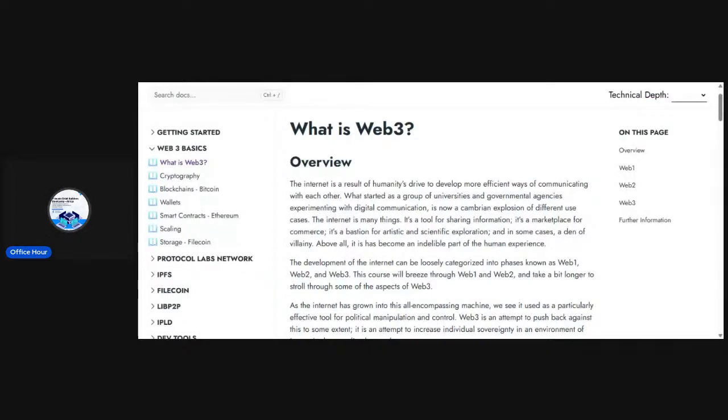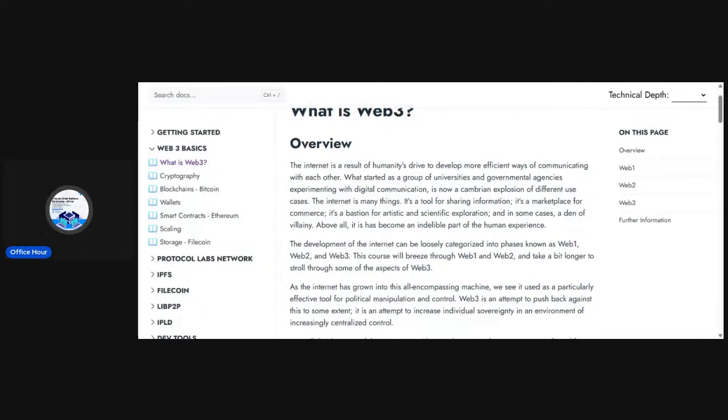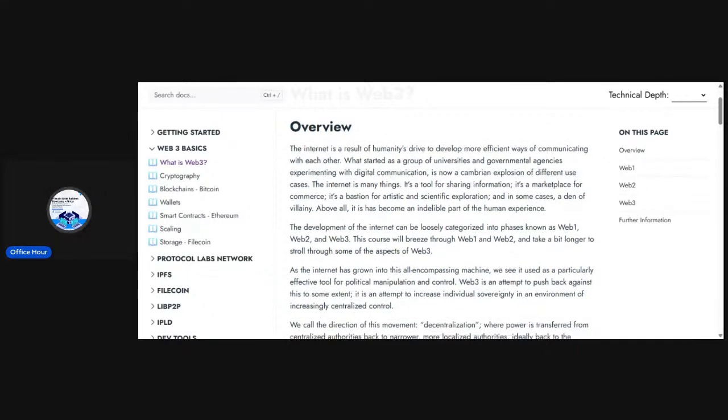This course will breeze through Web1 and Web2, and take a bit longer to stroll into the aspect of Web3. For the Web2 developers here, you could quickly digest this throughout today. Just take it in and digest it. When we're talking tomorrow, you're done with this. So I'll introduce you to another school tomorrow again.